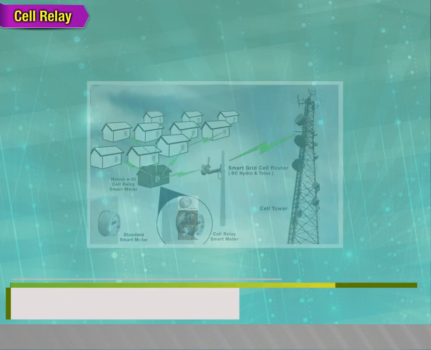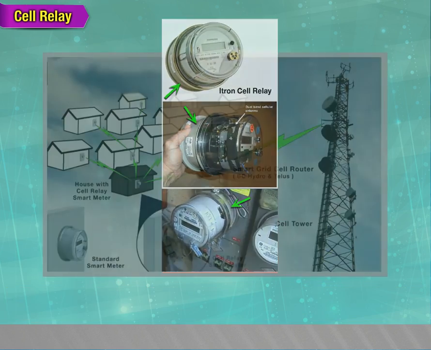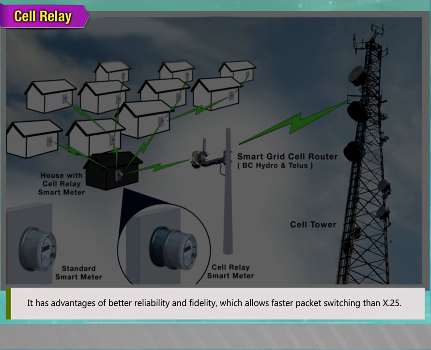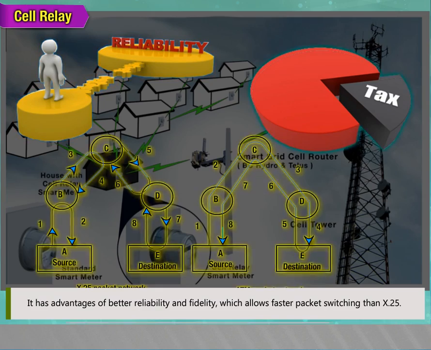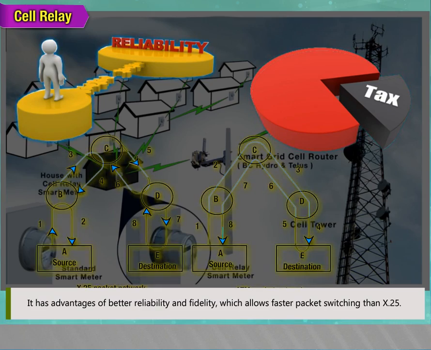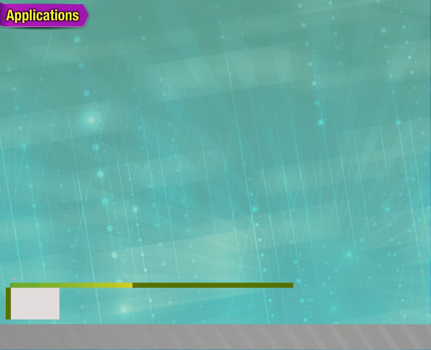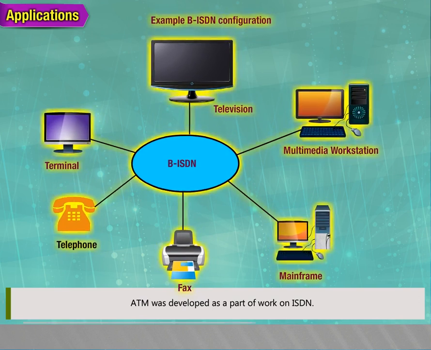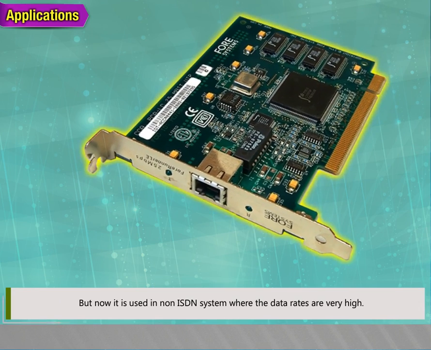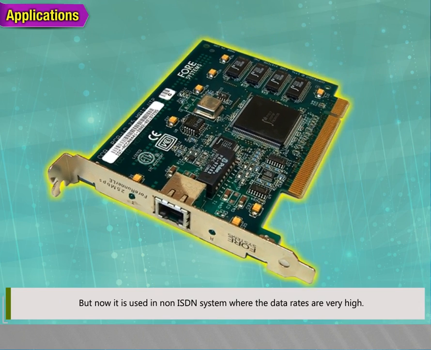Cell relay. ATM is also known as cell relay. It has the advantages of better reliability and fidelity, which allows faster packet switching than X.25. Applications. ATM was developed as a part of work on ISDN. But now it is used in non-ISDN systems where the data rates are very high.